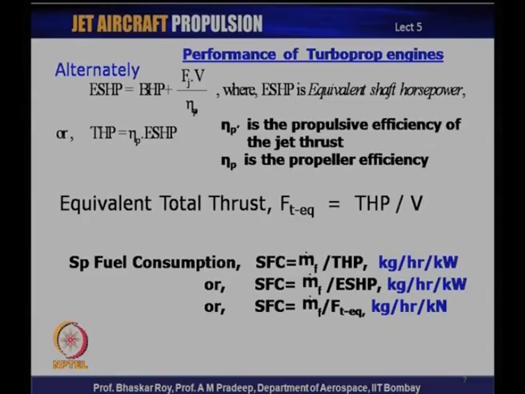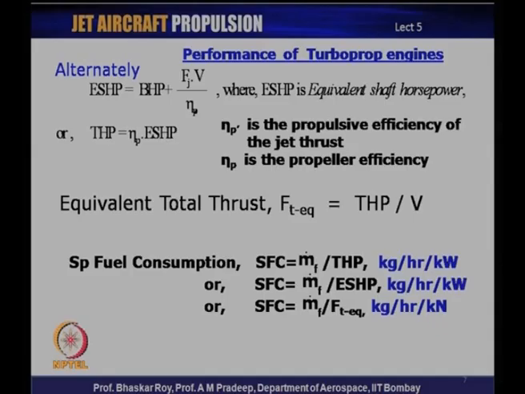Now, this ESHP is what is supplied, let us say, to the shaft for creation of power, and hence that power, thrust horsepower, as we categorized earlier, is directly a result of ESHP into eta p, which is the propeller efficiency, and hence we can also get THP as a measure of power supply of the whole engine from ESHP.